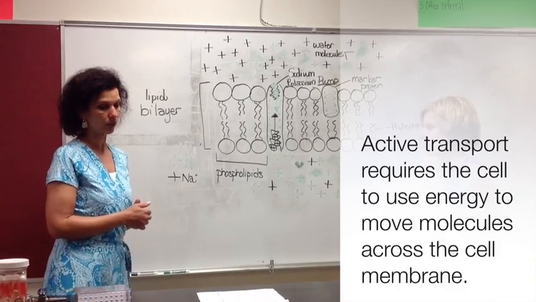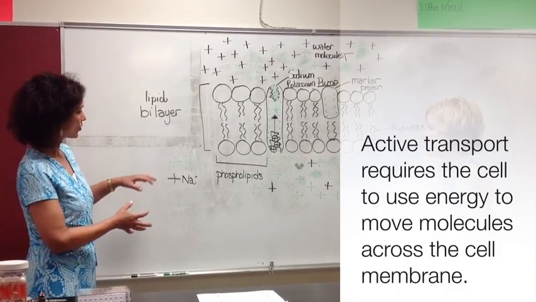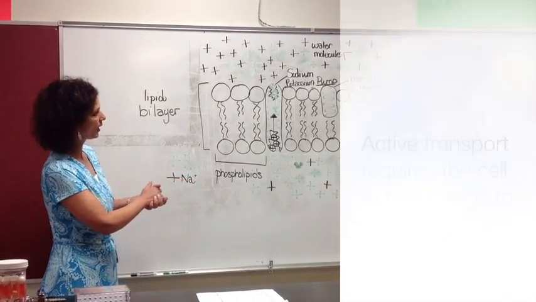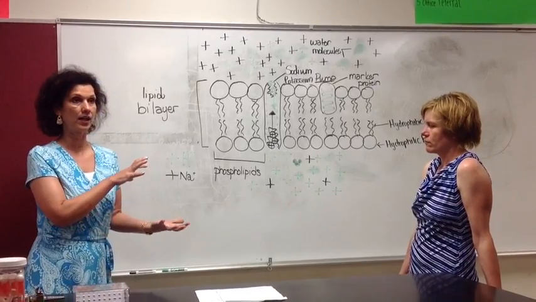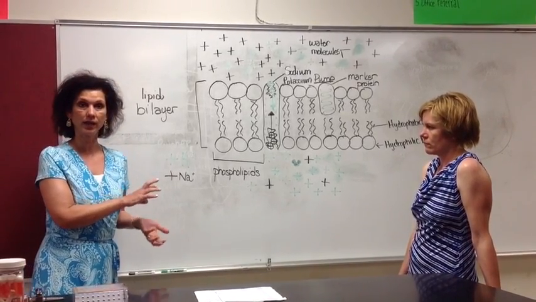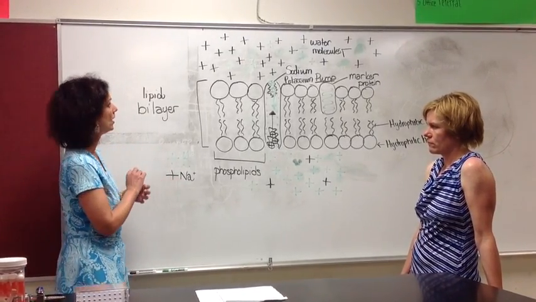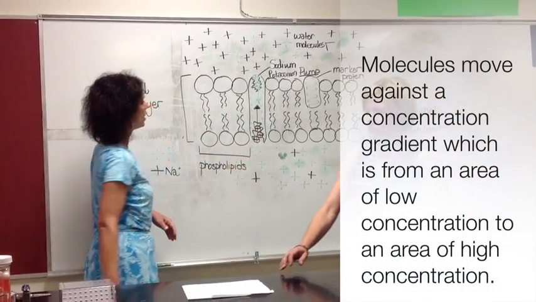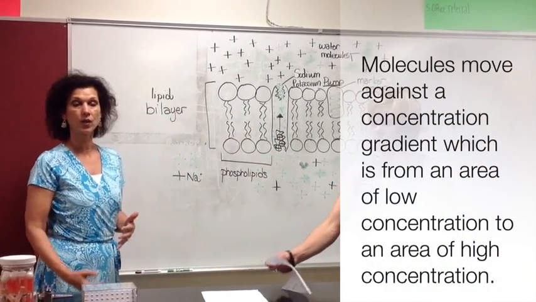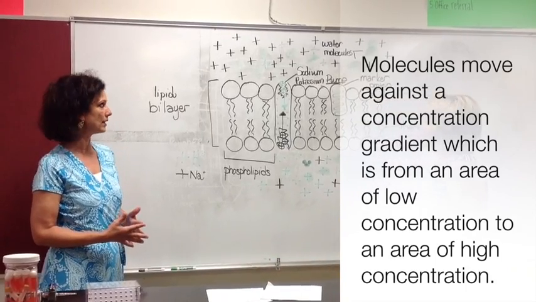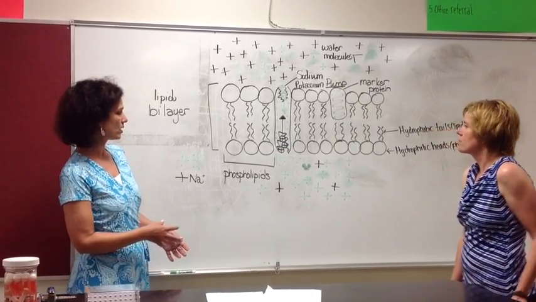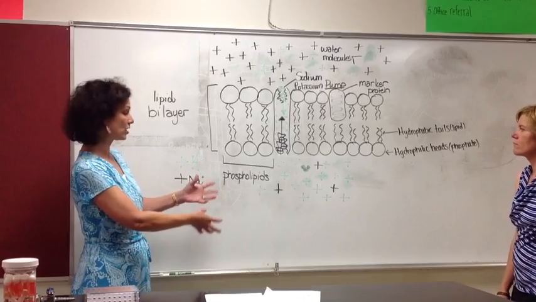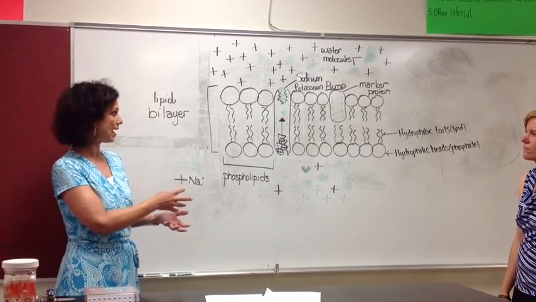So in this case, we're trying to transport molecules that are going from an area of low concentration to an area of high concentration. That requires energy. And this diagram right here in the center shows a pump that requires energy in the form of ATP. And so we're going to exchange sodium ions for potassium ions.